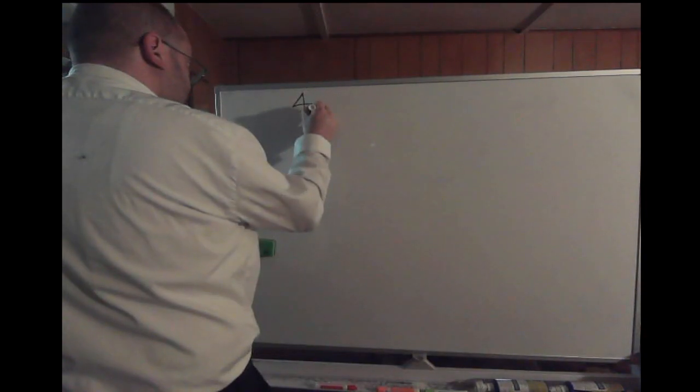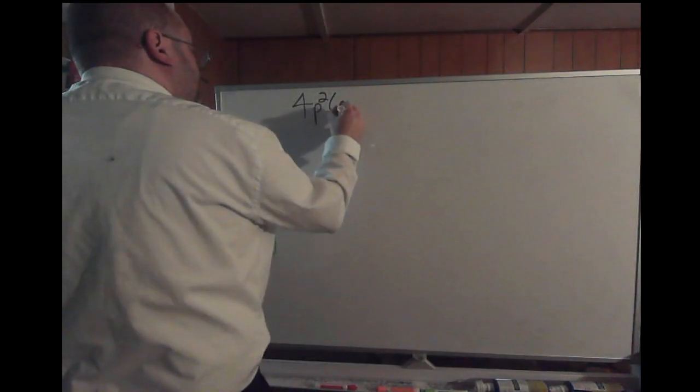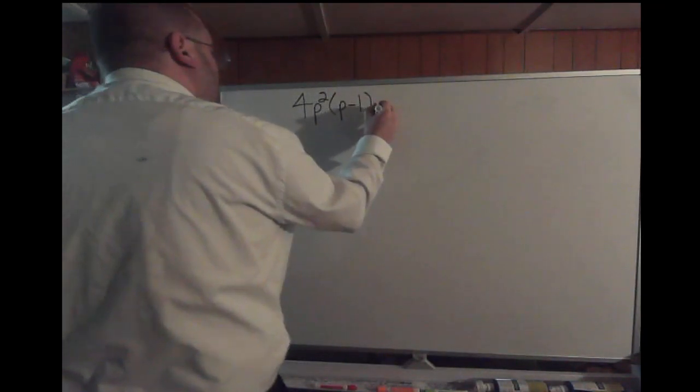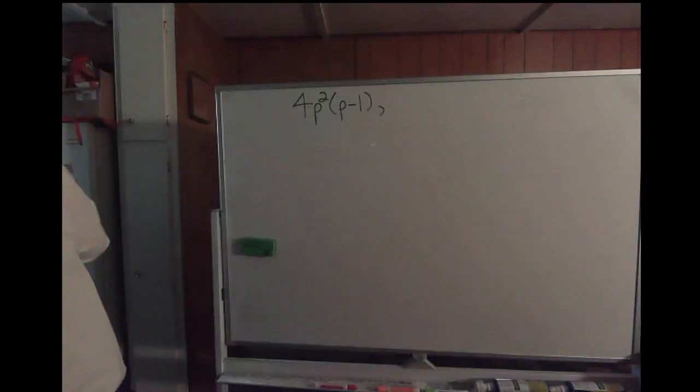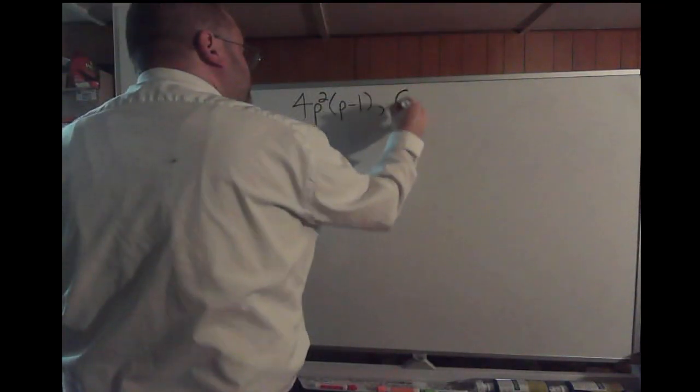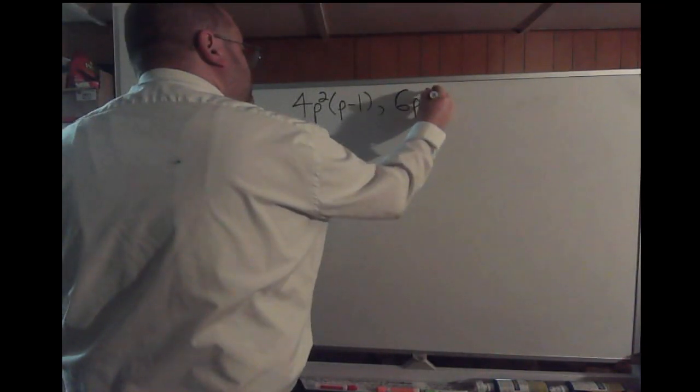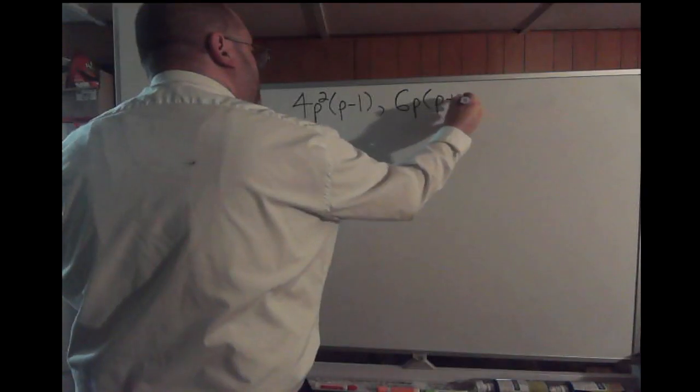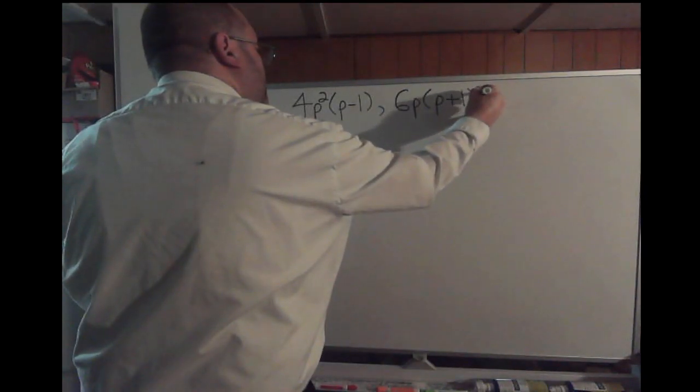Alright, one more problem. Probably a good thing I'm finishing up because we have a storm coming in. This one could be a bit of a doozy. We got 4p squared times the quantity of p minus 1. Then we have 6p times the quantity of p plus 1 squared.